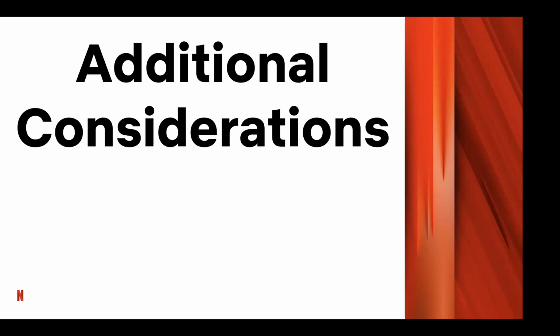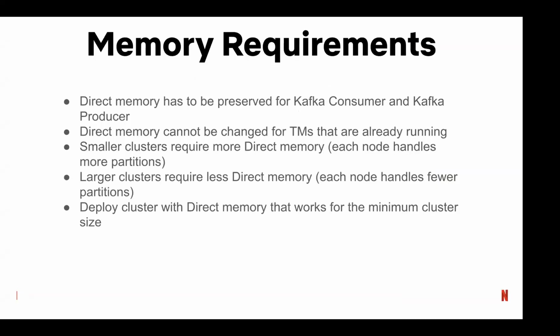There are some additional little things to consider when rolling out into production. There are actually many additional things to consider, but here are a few of them. So you have to think about memory requirements. Direct memory needs to be preserved for the Kafka consumer and Kafka producer. So you have to make sure to configure an appropriate amount of direct memory. A catch is you can't change the direct memory for a task manager after it's been deployed. So you have to decide the amount of direct memory you need at deployment time.